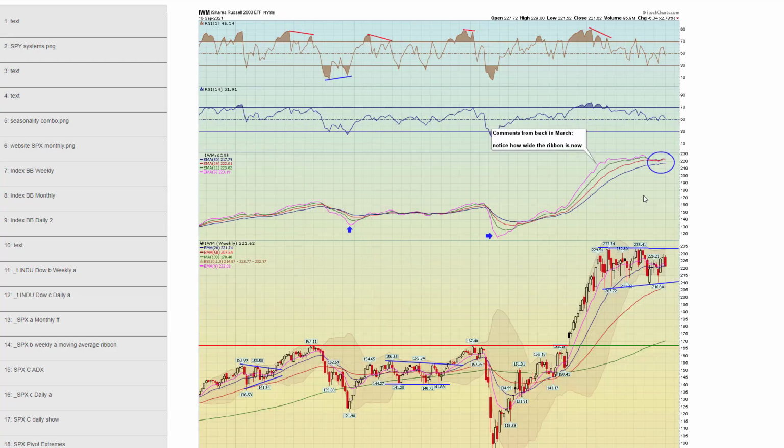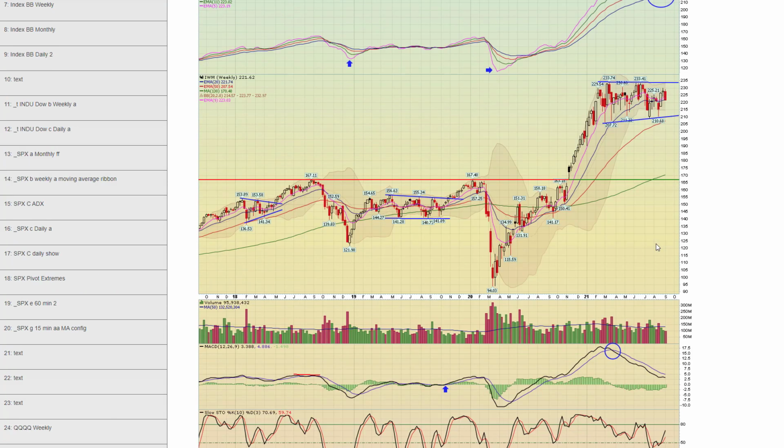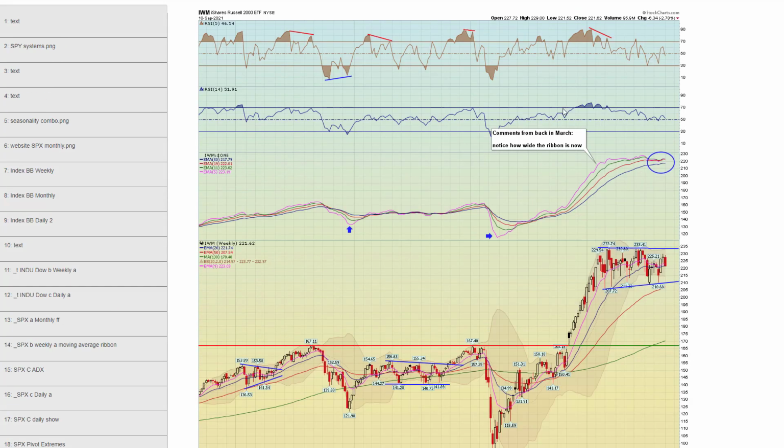Chapter 30, here's the Russell 2000. Again, it's the moving average ribbon. I commented way back in March how wide it was and that it needed a consolidation. And boy, has it ever. It hasn't been so much in price, but it's been a time consolidation. So it's still in this big range pattern.